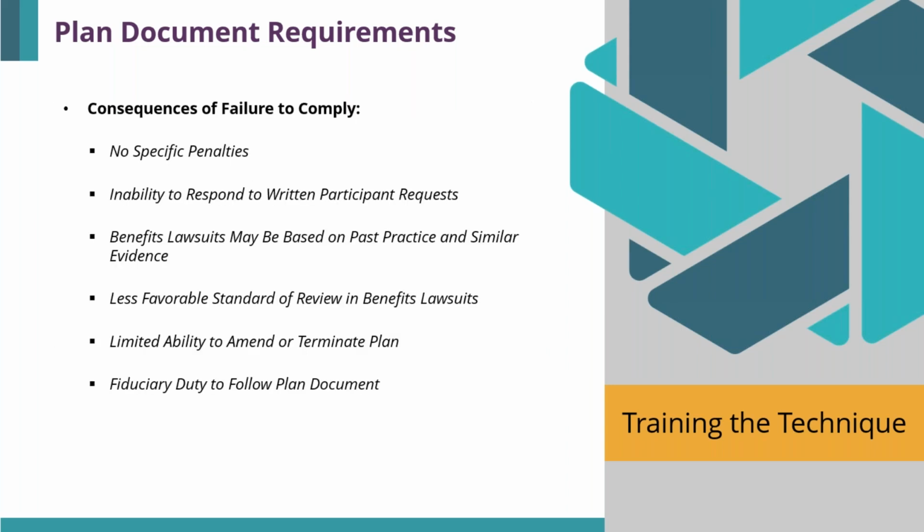So what are the consequences of failure to have a plan document? There are no specific penalties. You have the inability to respond to written participant requests. Benefit lawsuits may be based on past practice and similar evidence. Less favorable standard of review. Limited ability to amend and terminate. And it puts the plan fiduciaries in a pickle because they have a hard time following the plan document if there's no plan document in existence.